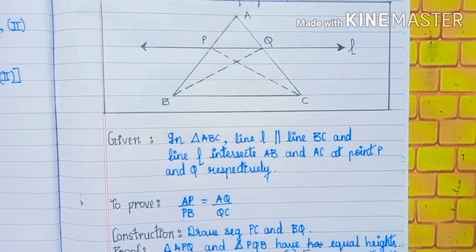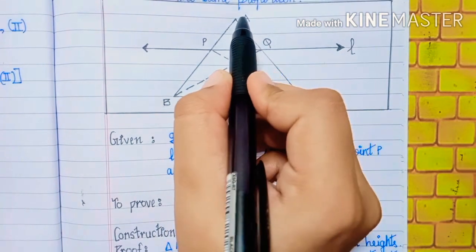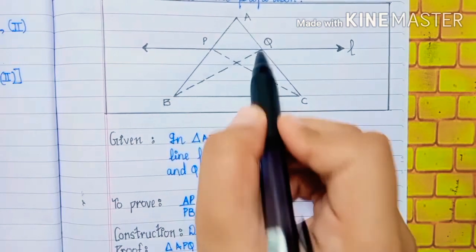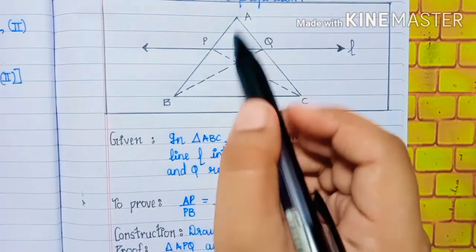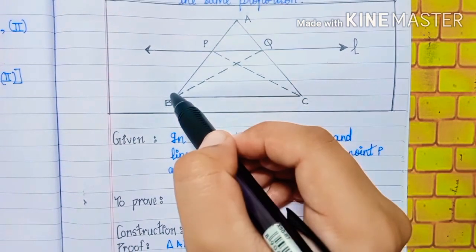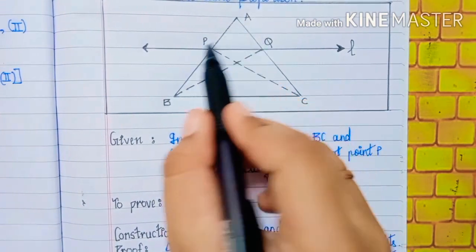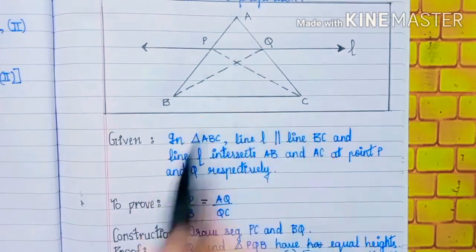So according to the property we learned in the previous video, it tells us that area of triangle APQ upon area of triangle PQB will be equal to the bases AP and PB because the heights of both the triangles are equal.